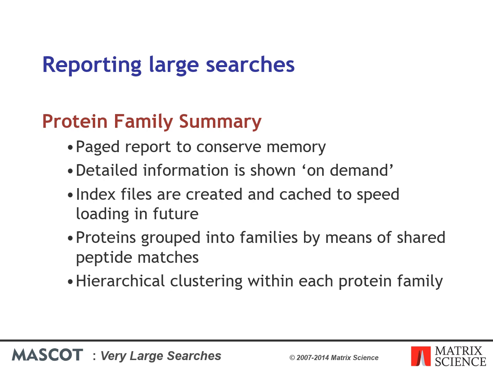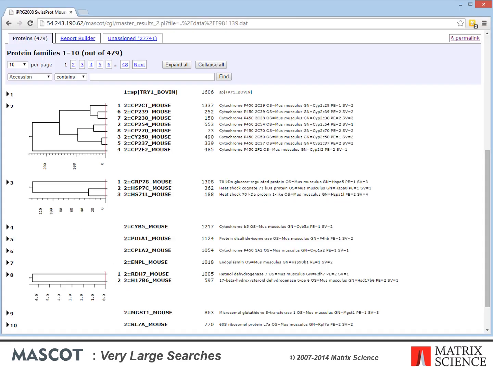Proteins are grouped into families by means of shared peptide matches, and within each family, hierarchical clustering is used to illustrate which proteins are closely related and which are more distant. If there are 300 or more spectra, the protein family summary is the default. This is the appearance of a typical family report immediately after loading.